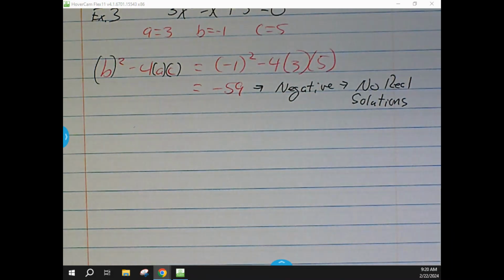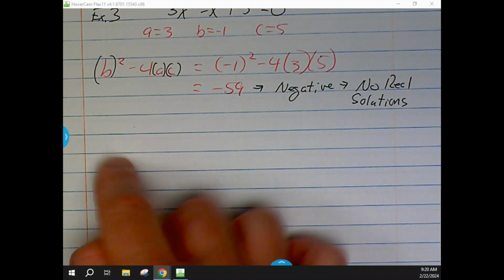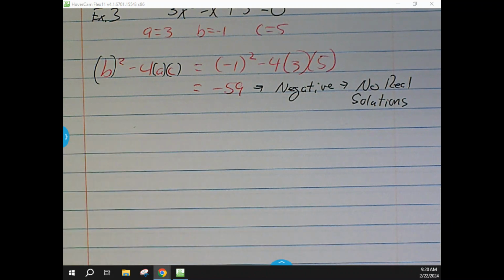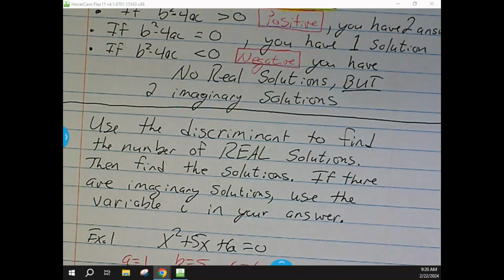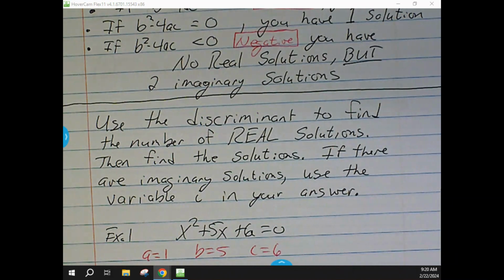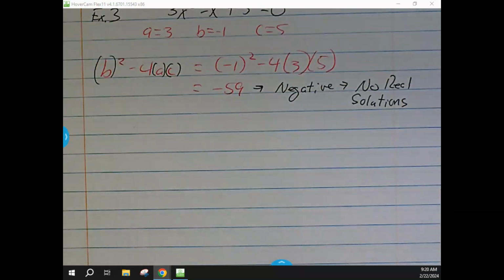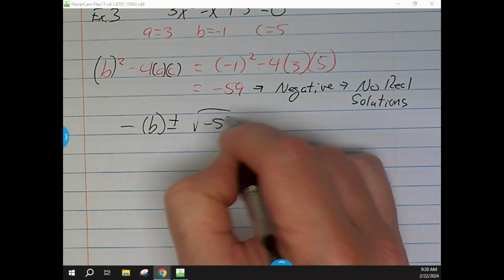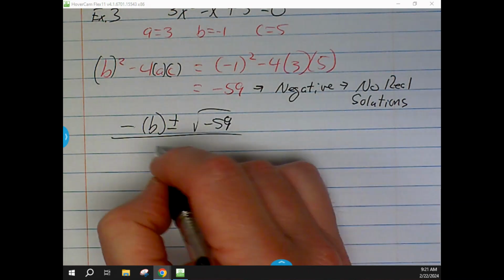Well, now here's where the question would depend. If they gave you the answer of, a X box and you had to fill in the blank on a B option that said, no real solutions, you would just click the B option and then you're done. But the problems we're going to have, it's going to be kind of mixed. Some problems will let you do that. Some problems are going to say, all right, if the answer is, go back to directions back here. If there are imaginary solutions, use the variable i in your answer, which basically means, okay, this is not going to be a real answer. It's going to be an imaginary or complex answer, which means we're going to take this -59 and go ahead and plug it into our quadratic formula, and we're going to work it out from there.